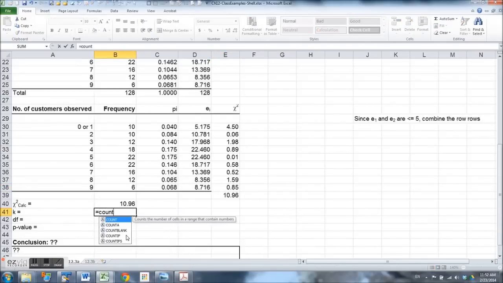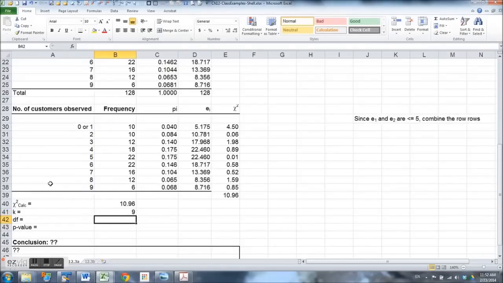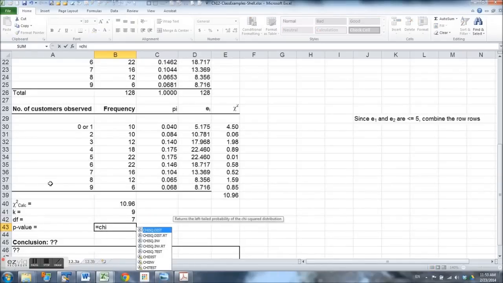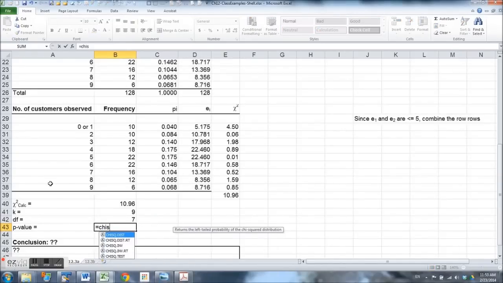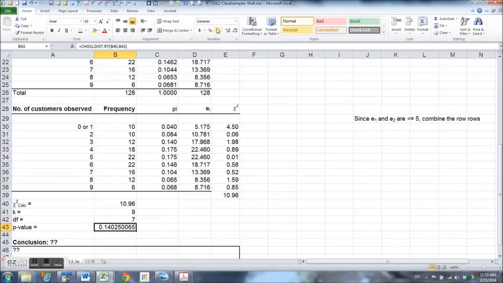Now K is, we'll use COUNTA from the revised table. That gives us the number of categories. Now degrees of freedom for a Poisson goodness of fit test is K minus 2. And the p-value is CHISQ.DIST.RT, the chi-squared test statistic value, and then the degrees of freedom. So the p-value is 14%.